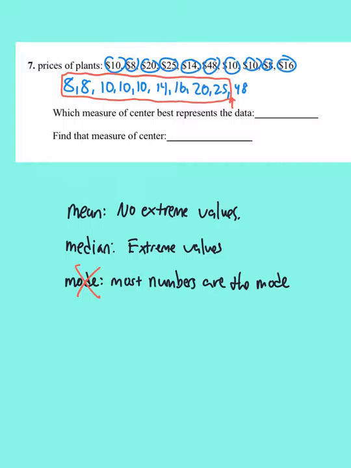So the measure of center that best represents the data is the median. And when we find that measure of center, we're going to find the middle number. So we have little, big, little, big, little, big, little, big, 2 in the middle. And the middle of 10 and 14 is 12. So 12 is the median, and the median would be the best measure of center.